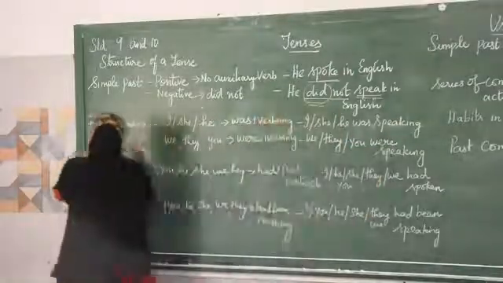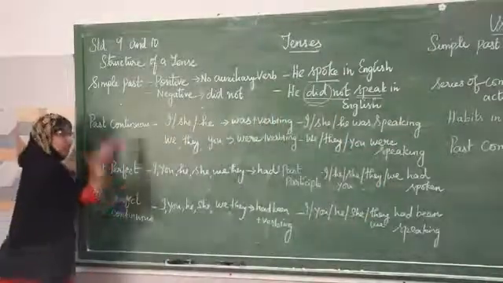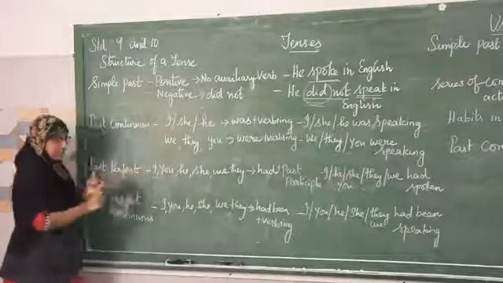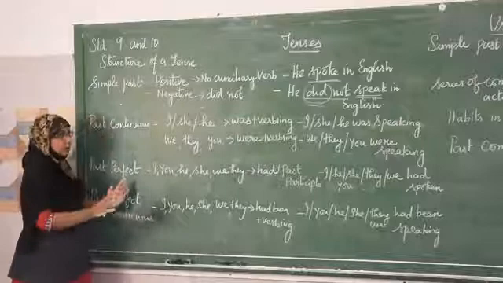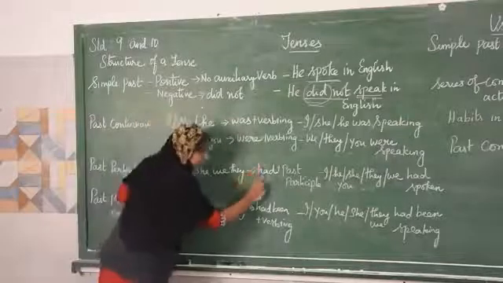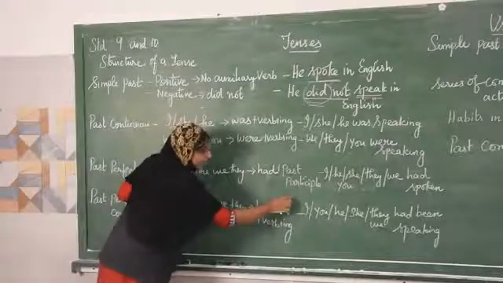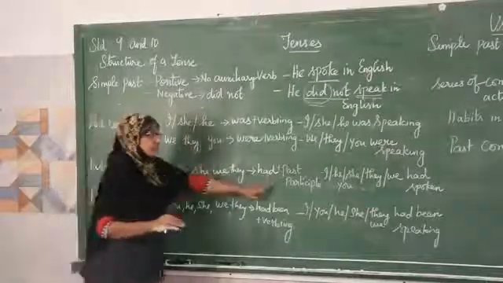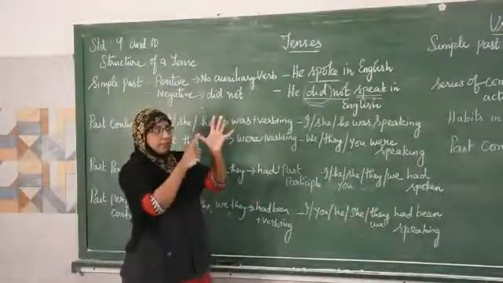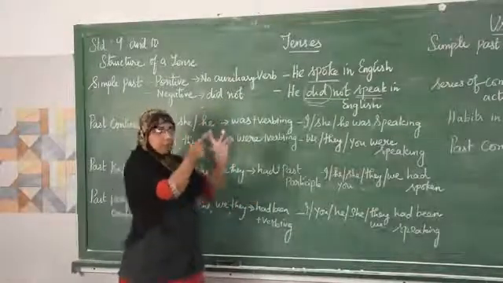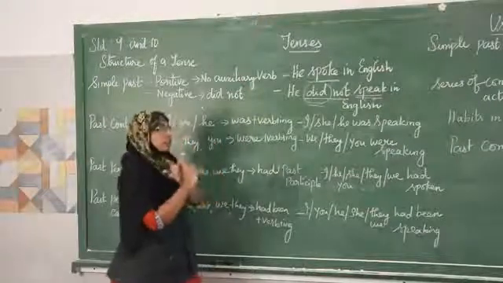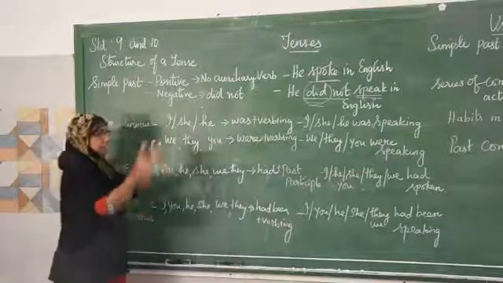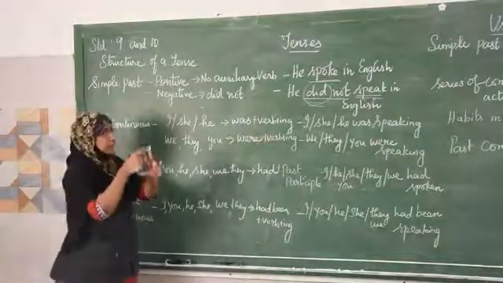Now next one, how to form past perfect tense? Whether it is first person, second person, third person, singular or plural, whatever it is, you have to add had plus past participle. What is the meaning of the past participle? Speak, first form of verb; spoke, second form of verb; spoken is third form of verb. Is it clear? First form, second form, third form.